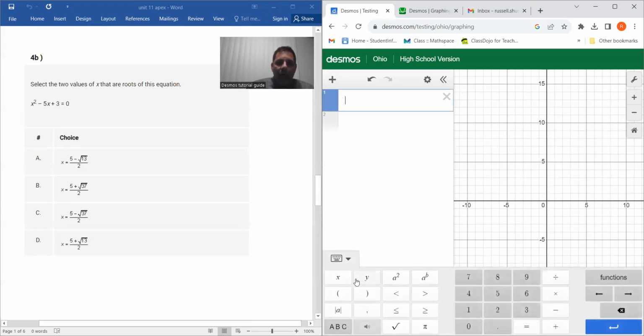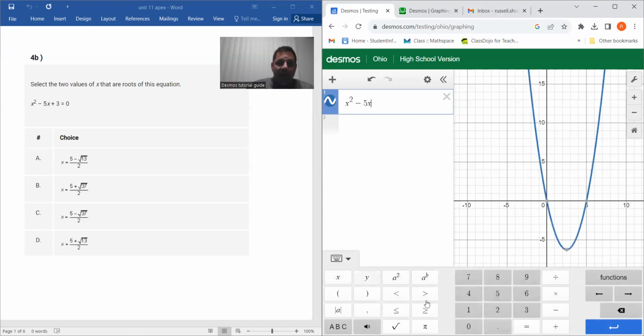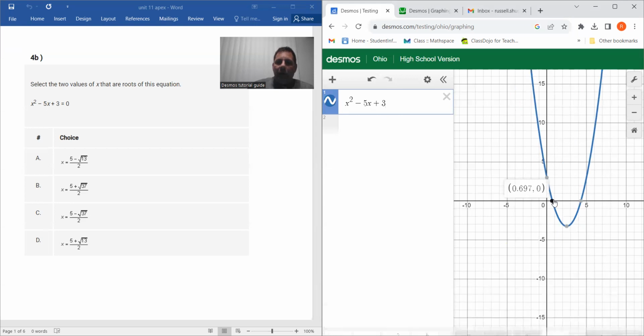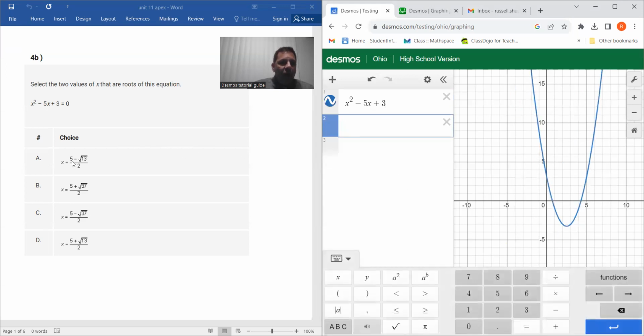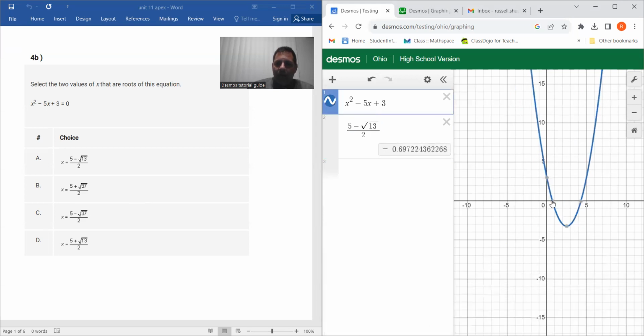Again, we're going to go through here. You become a little happy because it equals 0. So all you have to do is plug it in, and we're going to look for the 2 locations that it crosses the x-axis. So we'll go in here, and we'll do 5 minus the square root of 13. We want all of that divided by 2. And lo and behold, that's one of our answers.